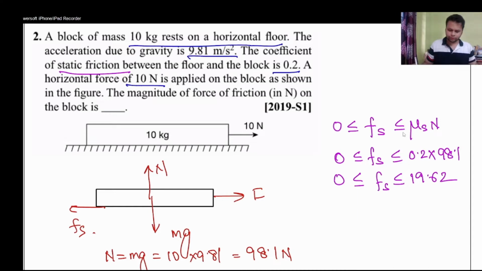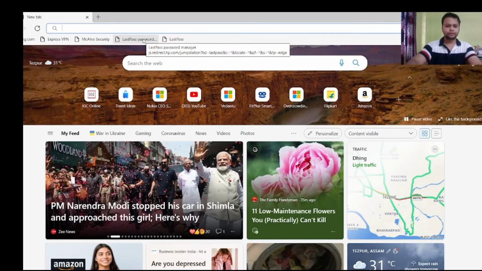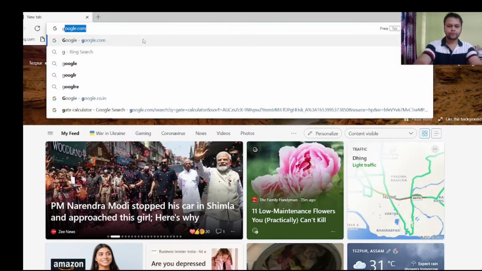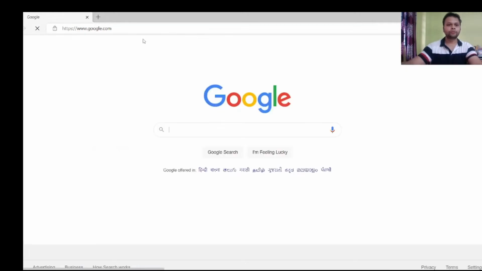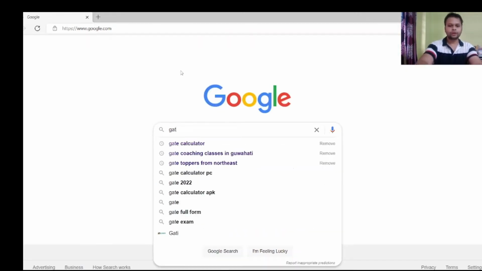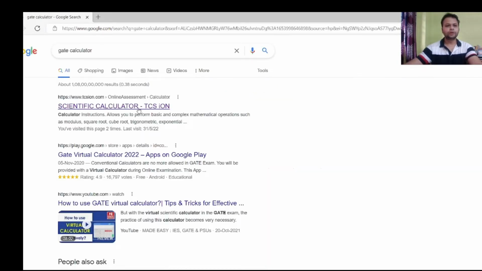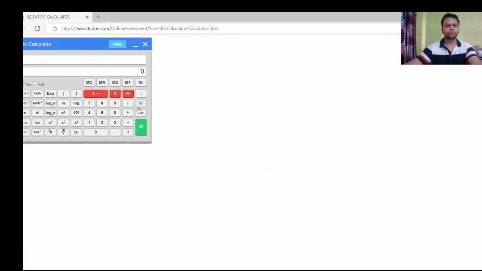19.62. Okay, I advise all of you to use the GATE calculator, the online calculator. I'll show you a glimpse of it. I'm not using it because it disturbs my recording process. So if you see, this is the first one, by TCS iON, which is the best.